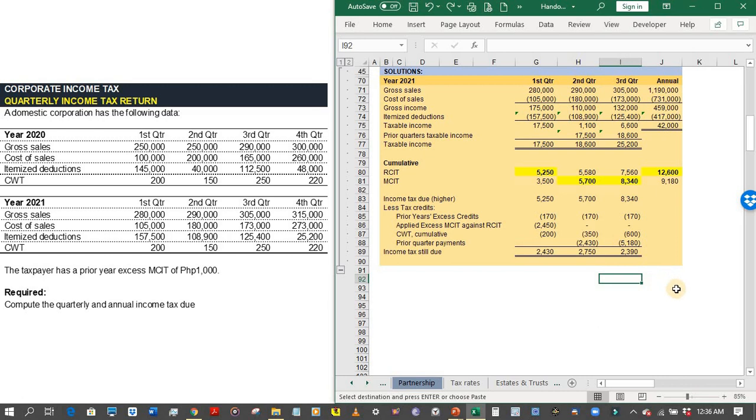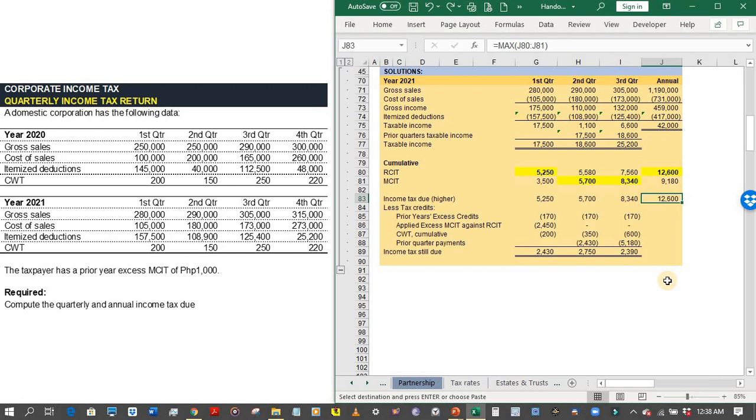Then last is the annual income tax due. So now this covers the 12-month period of 2021. So that is the higher amount between MCIT and RCIT, which is 12,600. And this time the amount higher is the RCIT. And since this is the final quarter, this is the annual reporting, it means that in 2021, for the year, regardless of the amount due during the first 3 quarters, the income tax due for the year 2021 is RCIT, because the RCIT is greater than MCIT for the 12-month period.